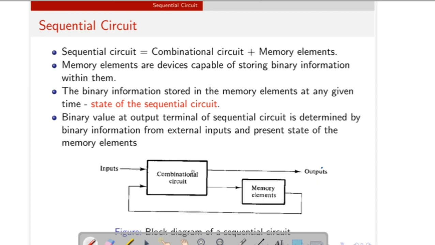Then this is the block diagram of the sequential circuit, a combinational circuit with memory element. Then the binary output of the sequential circuit. So this is the output of the sequential circuit. This output depends upon the input and the present state of the memory element. Okay. So present state of the memory element means the binary value stored at that moment. Okay. So this present state and the external input actually determine the exact output of the sequential circuit.